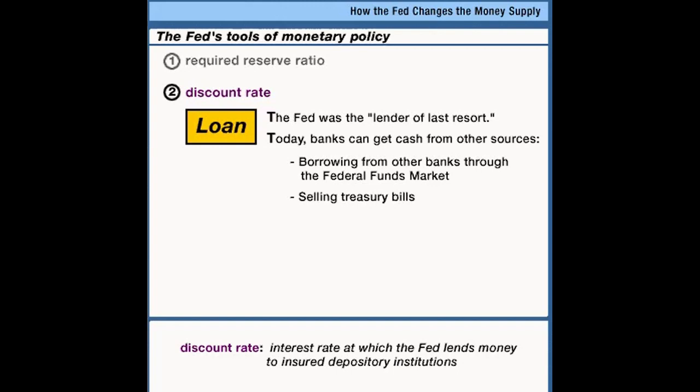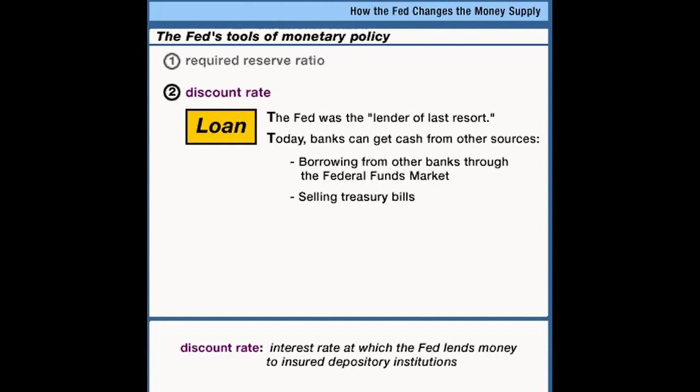So discount loans, although they were important in the early days of the Fed, nowadays are less important. In fact, the discount rate, which the Fed changes every so often, is viewed as largely symbolic. Increases in the discount rate signal to the financial markets that the Fed is tightening the money supply. But since few banks are borrowing at that rate, it's not especially important as a policy tool.